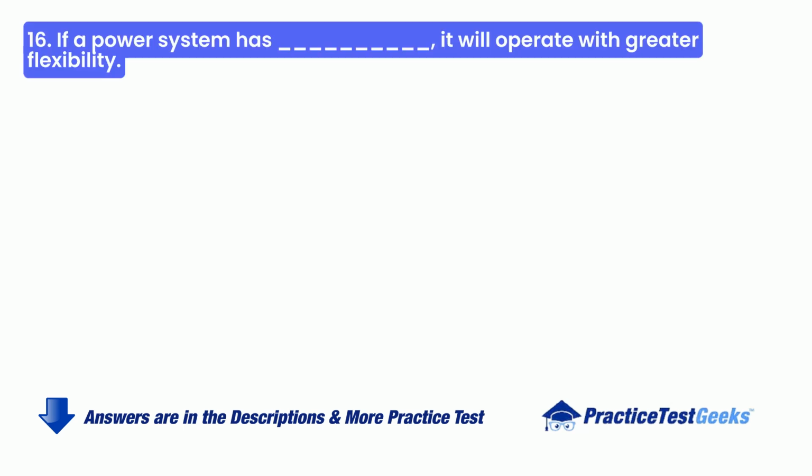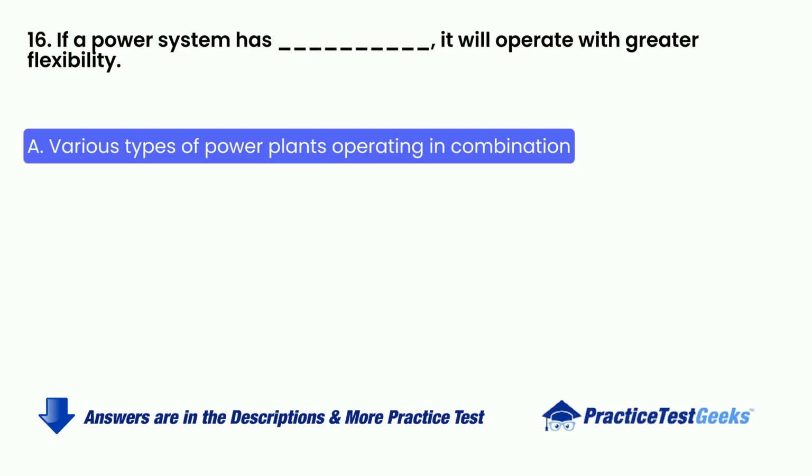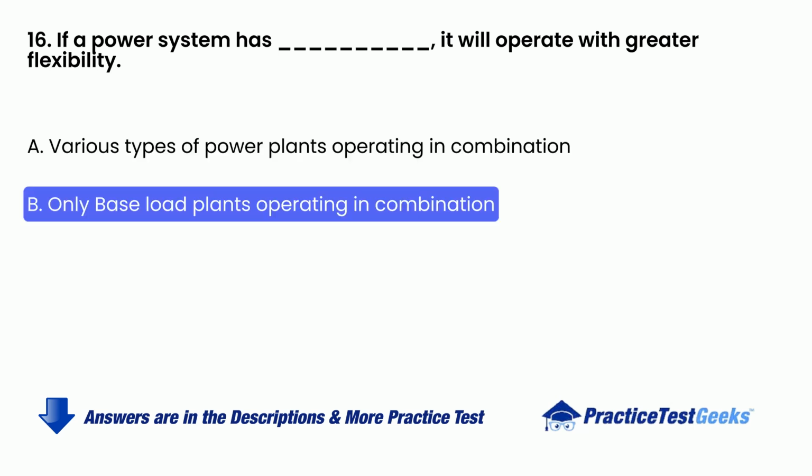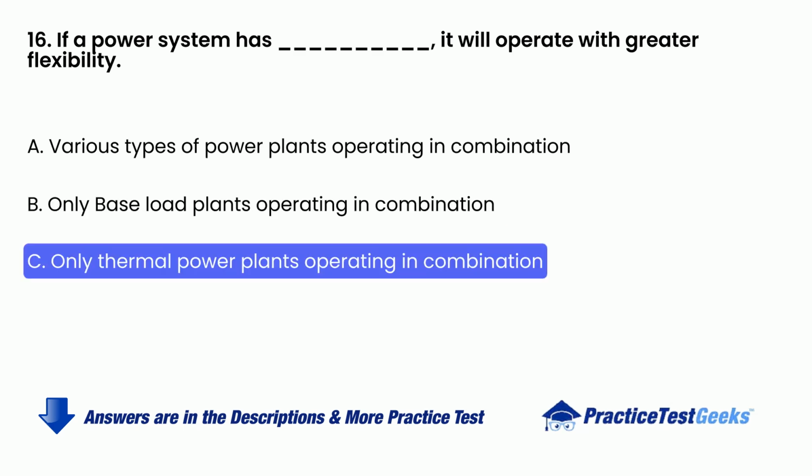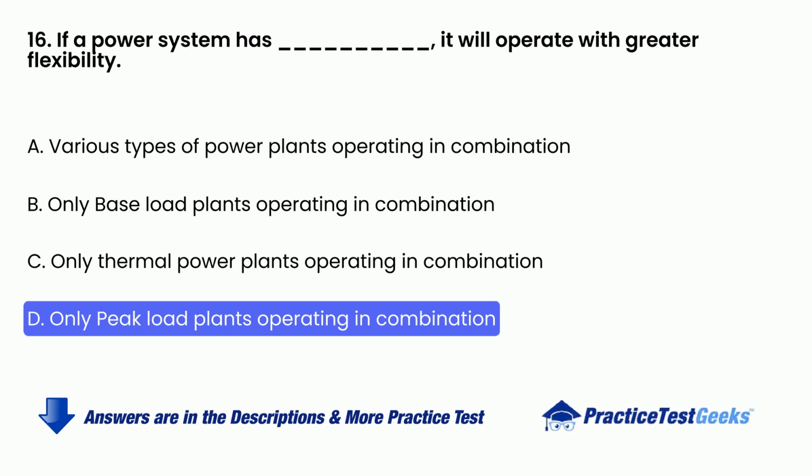If a power system has blank, it will operate with greater flexibility. A. Various types of power plants operating in combination. B. Only base load plants operating in combination. C. Only thermal power plants operating in combination. D. Only peak load plants operating in combination.